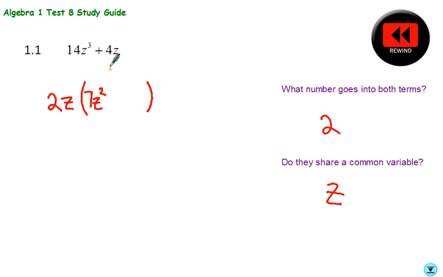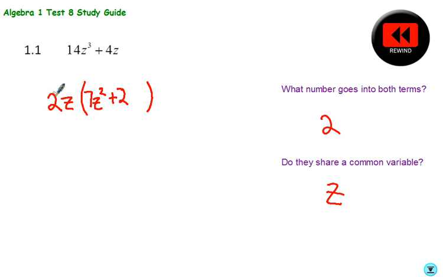2 times what makes 4? Well, 2. And we just need a z. We just need one z, and I've already got that one z, so I wouldn't need to add any more z's on the inside here. So what I'd get there would be 2z times 7z squared plus 2.